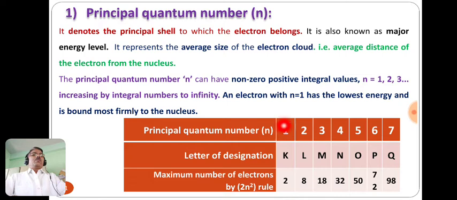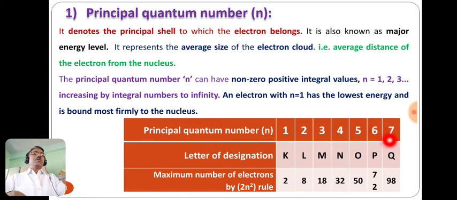Therefore in the first energy level or principal quantum number 1, the maximum number of electrons that are accommodated is equal to 2, because the value of n is 1 and square of 1 is 1, so 2 into 1 equals 2. Whereas in the second energy level, when the principal quantum number is 2, the number of electrons accommodated is equal to 8. So here twice n square, as the value of n is 2, square of 2 is 4 and 4 into 2 equals 8. In this way we can calculate the maximum number of electrons accommodated in each energy level or in each principal quantum number.